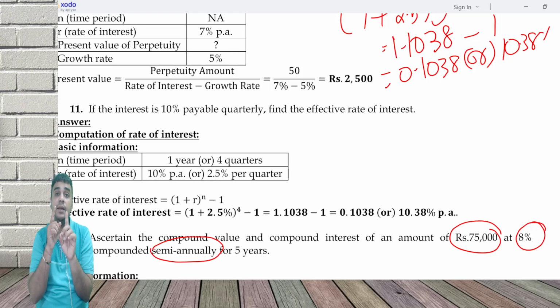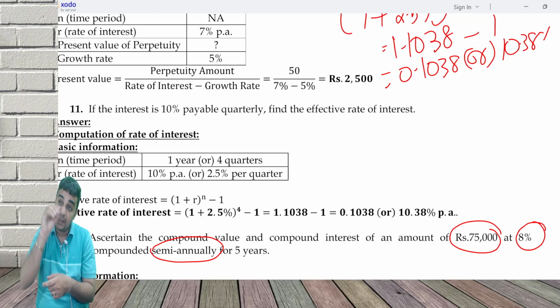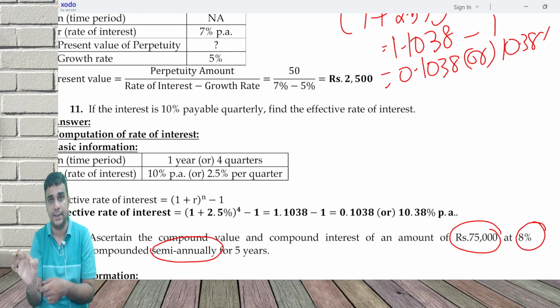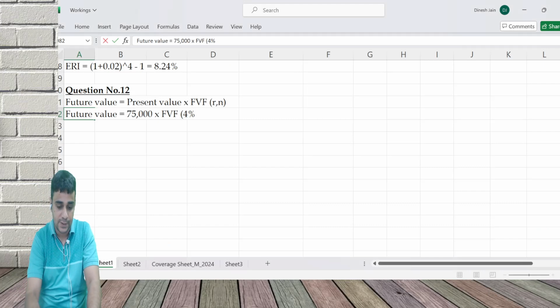Semi-annually means you will have to tell me rate of interest per half year and number of half years. You cannot take it as 8%. You will have to take it as 4%, and it's not 5 years. It is 10 half years. If it's quarterly, 2% and 20 quarters. And if it's monthly, 0.67% and 60 months. So this is future value factor 4%, comma 10.